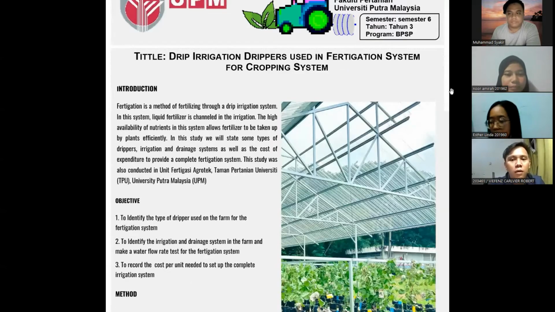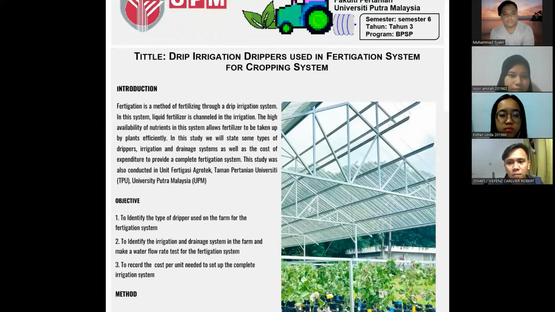Okay, our title for this mini project is drip irrigation drippers used in fertigation system for cropping system. Fertigation is a method of fertilizing through a drip irrigation system. In this system, liquid fertilizer is channeled in the irrigation. This high availability of nutrition in this system allows fertilizer to be taken up by plants efficiently.